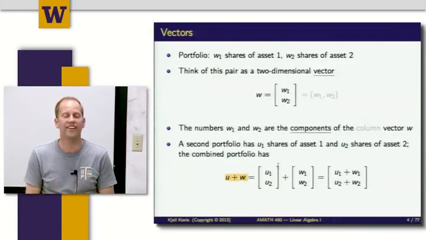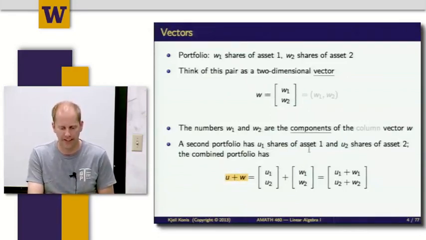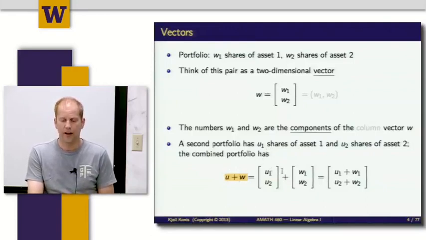And this isn't just addition for vectors that represent portfolios. This is addition in general for vectors. And I'm just trying to use this idea of a portfolio of assets to help you understand. So if I have a vector U and a vector W, and I add them together, I'm just going to add them component-wise. So the first component of the sum is equal to the sum of the two first components, and so on.